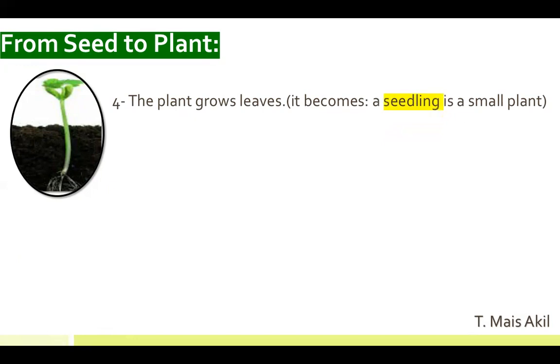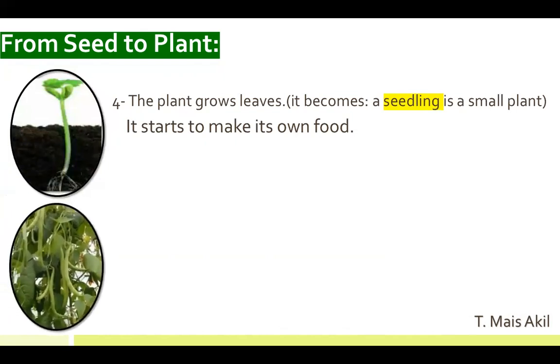And once the plant grows leaves, it can start to make its own food. If you remember, we said that plants make their own food through their leaves. So once the seedling gets leaves, it's going to start to make its own food. After that, the seedling keeps growing more. More leaves grow and the leaves grow bigger. The stem is growing longer and bigger, and the roots grow longer and more roots are growing.